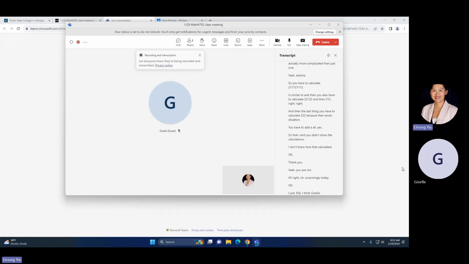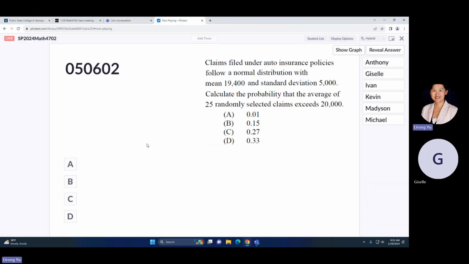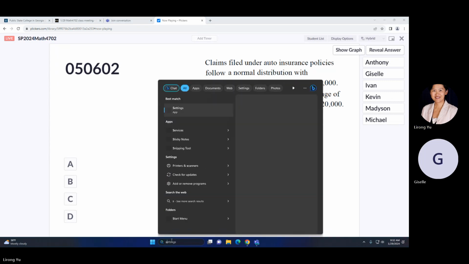So let's try a question for attendance. This question was a calculation of a probability about the mean. Because it's talking about the mean of 25 random variables, this is actually a central limit theorem question. So let's try this one as an attendance question.